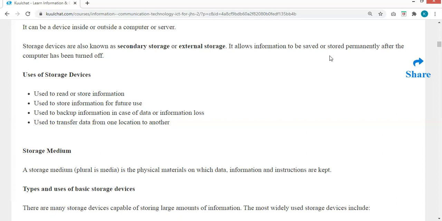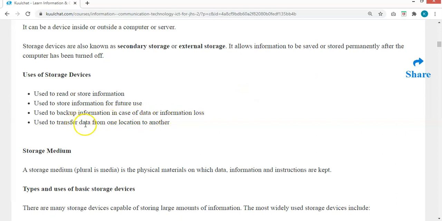So certain information you may already have on your computer, but you want to store it somewhere else, which we call a backup. A backup is transferring files onto a storage device, and it's a copy. So you have the original, but you are keeping a copy so that when the original is destroyed or corrupted, you have the one you can rely on. Okay, so it's used to back up information in case of data or information loss.